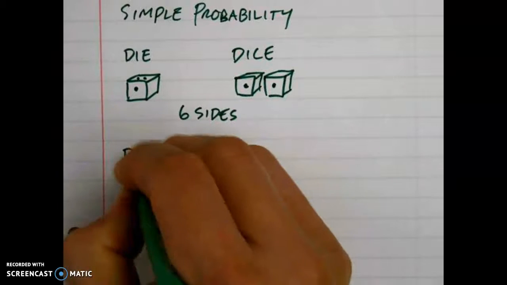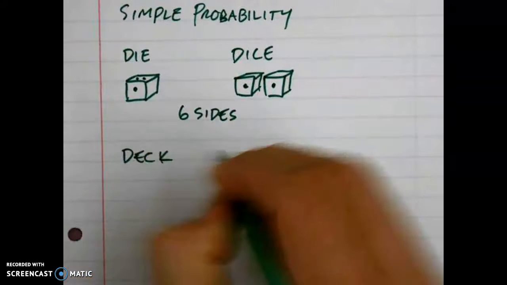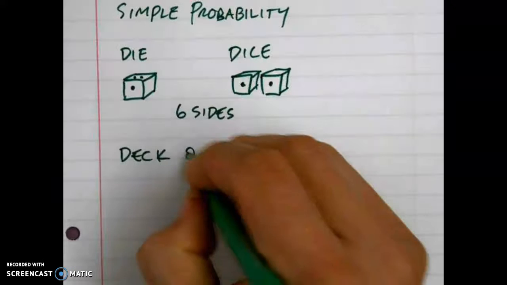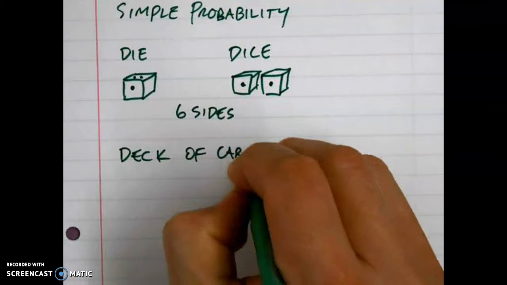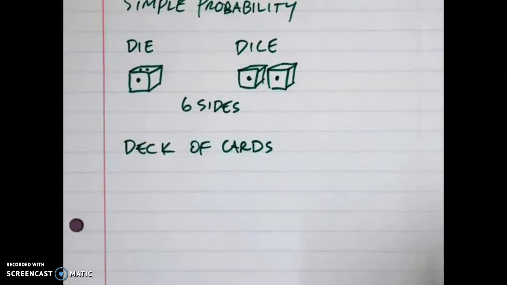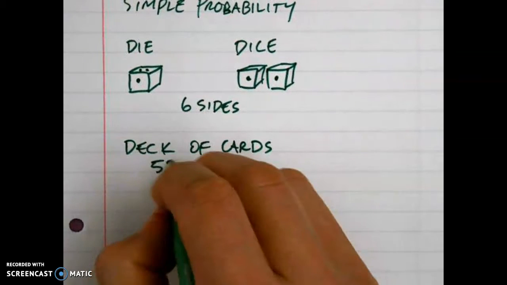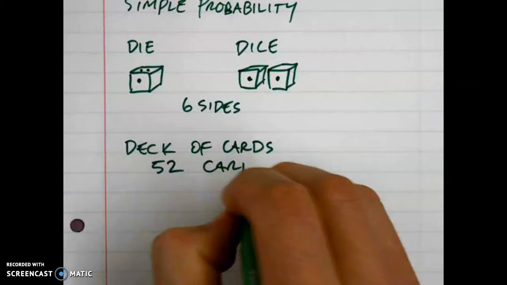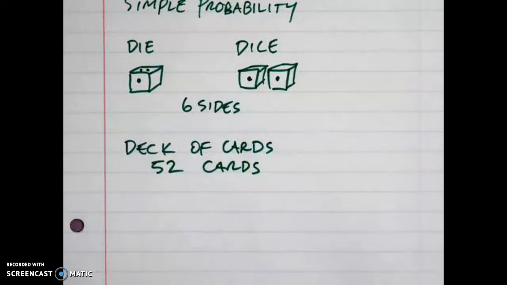Let's take a look at a deck of cards. A deck of cards has how many cards? 52 cards. No, without the joker.